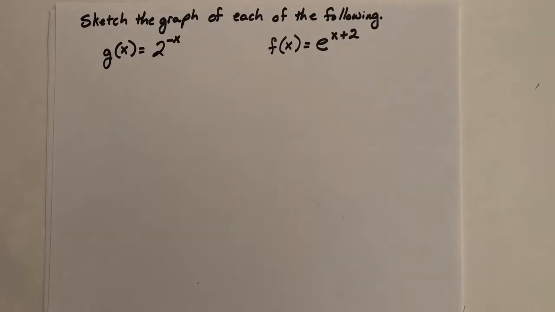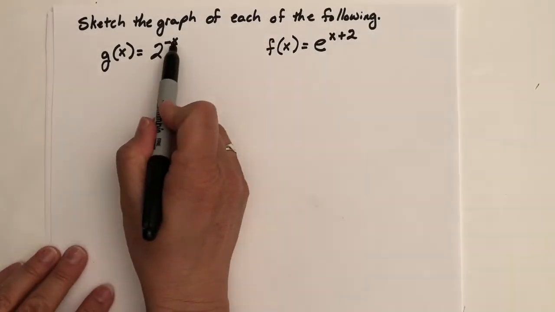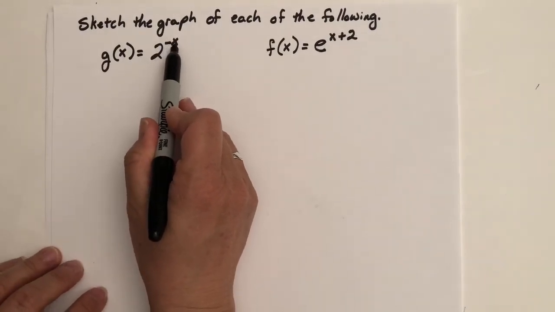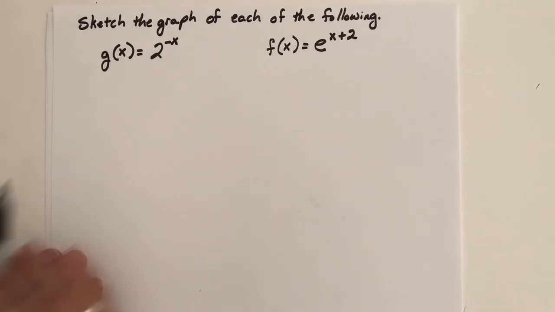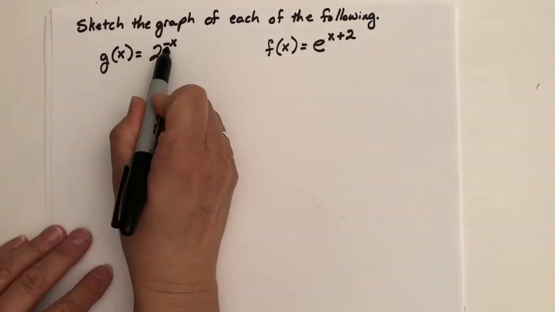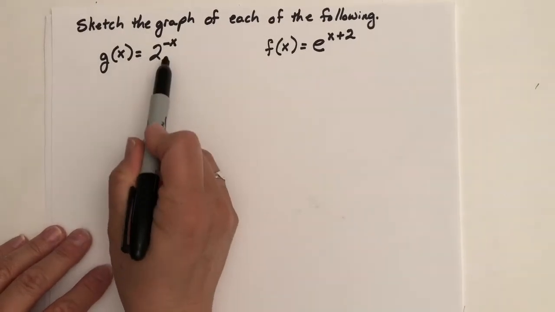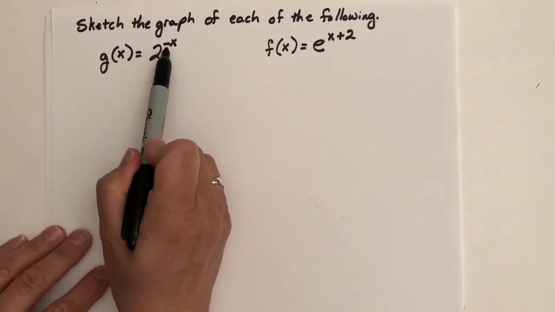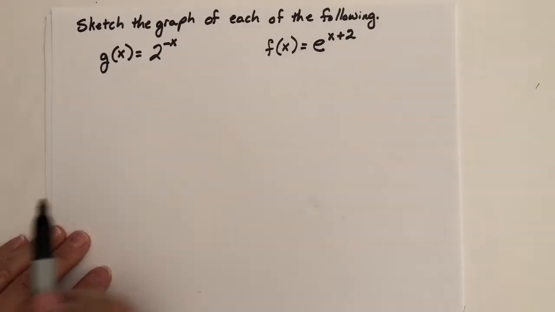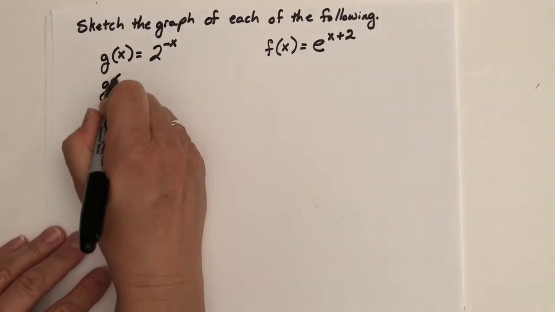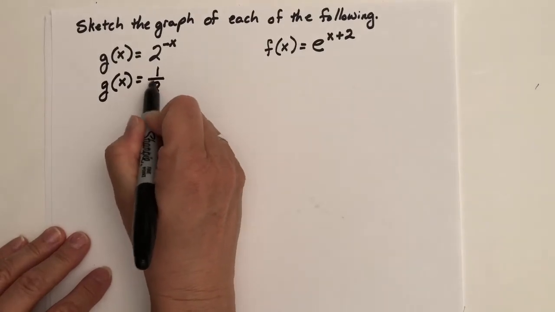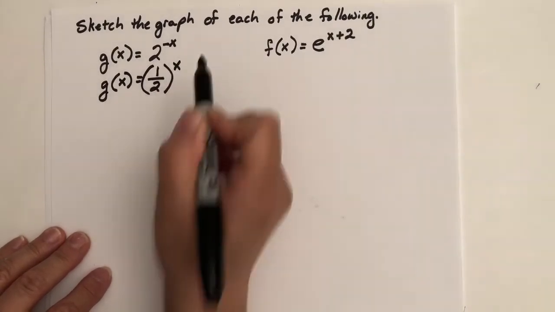y equals 2 to the negative x. Maybe you remember that a negative in front of the x reflects the function across the y-axis. But what if you don't remember that? Let's think about this function another way. A negative exponent, remember, always means we can take the reciprocal of the base and rewrite it with a positive exponent. So that g of x could be written as 1/2 to just the x power.